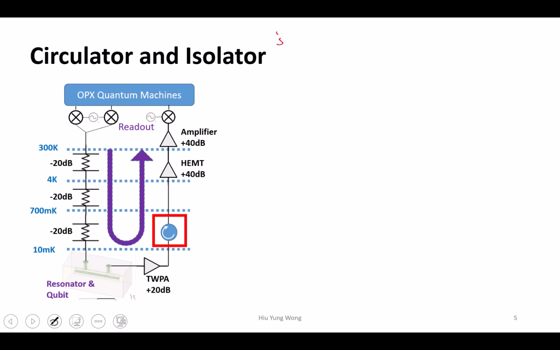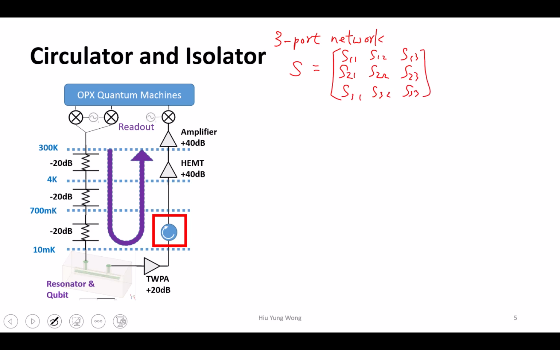So let's first study a general three-port network. This is just an extra, it's good to learn a little bit. So for a three-port network, what do you get? You have a scattering matrix, which has 3x3 components, S11, S12, S13, S21, S22, S23, S31, S32, S33, right? Because you have 3 ports. So there are some special properties of this.